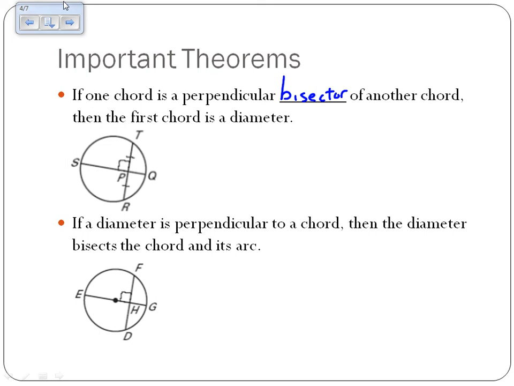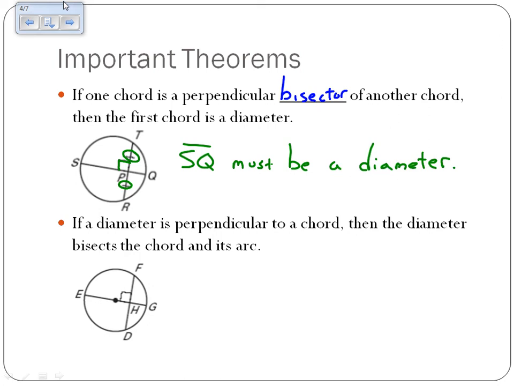So if you look at our shape here, it tells you that those are equal. Do you see how SQ bisects it? It cuts it in half. It's also perpendicular to it. So our conclusion is that SQ must be a diameter. And the opposite to that, a little different, but same idea.